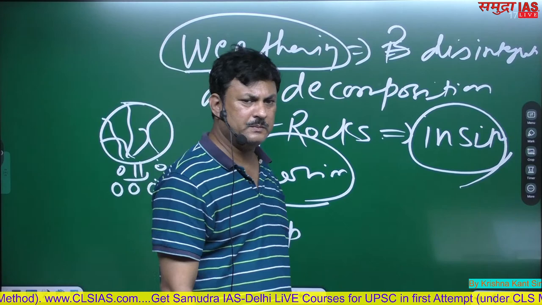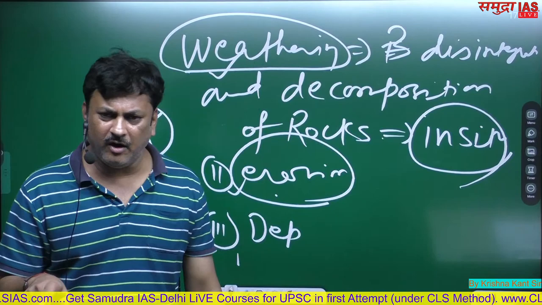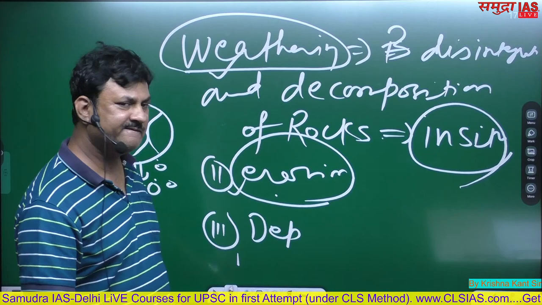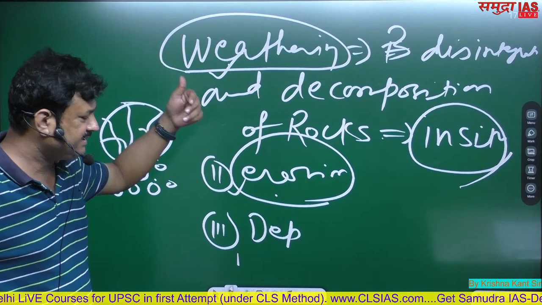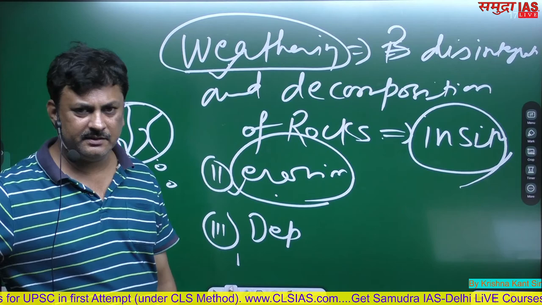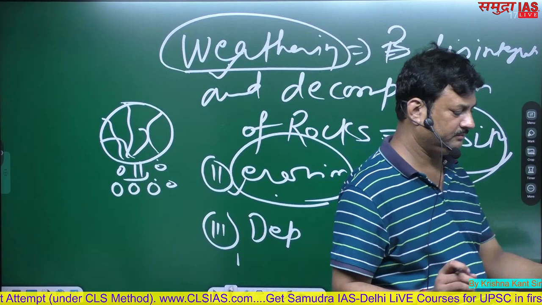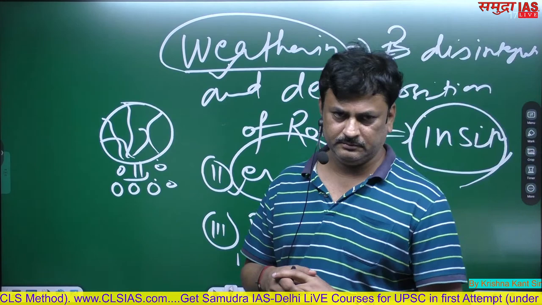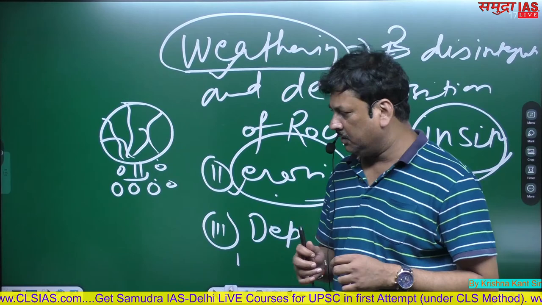Wearing down of relief and filling of low-lying area by the process of weathering, second erosion, third is transportation, and fourth is deposition. I hope it is clear to all of you. So two types of forces are acting continuously on the crustal part.